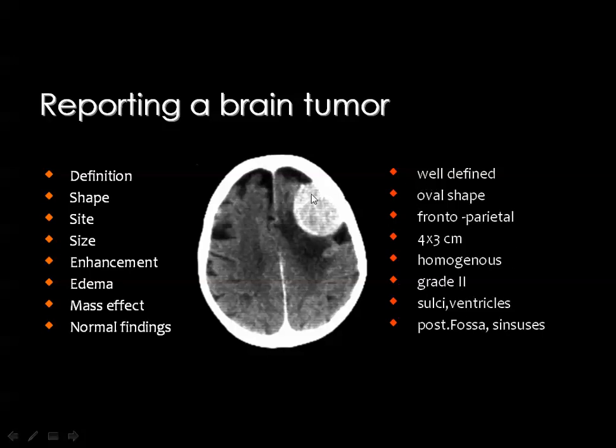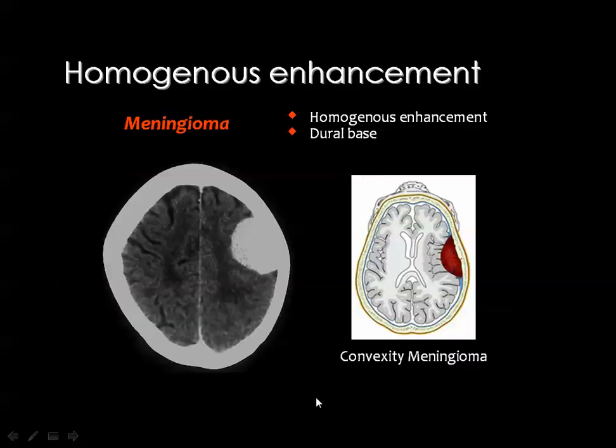Number 1, this is a well-defined oval-shaped space-occupying lesion lying in the left frontoparietal area. The lesion measures about 4 by 3 centimeters in diameter. It shows a homogeneous pattern of contrast enhancement and is surrounded by grade 2 perifocal brain edema hypodensity. The lesion and the edema exert a mass effect in the form of effacement of the cortical sulci, and if you can see compression of the ventricle or shift of the midline structure, you mention that. And finally, you say that the posterior fossa structures are normal and the paranasal sinuses are clear, or if they are opacified, you should mention this.